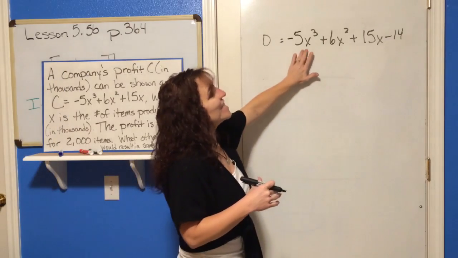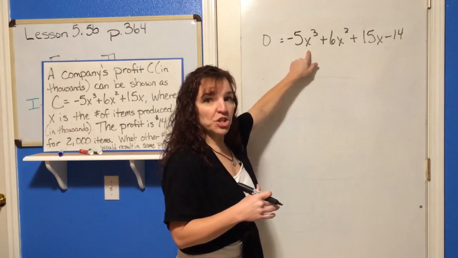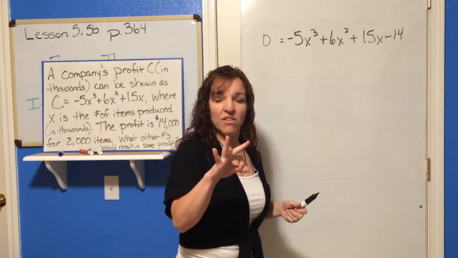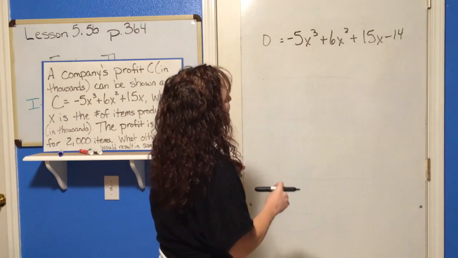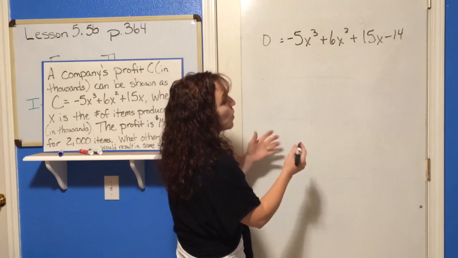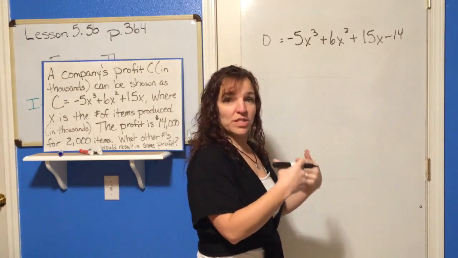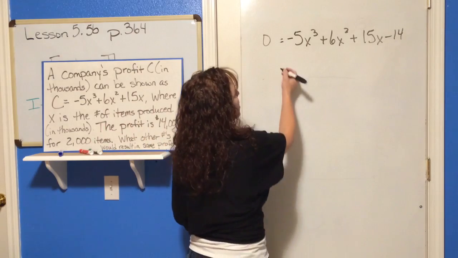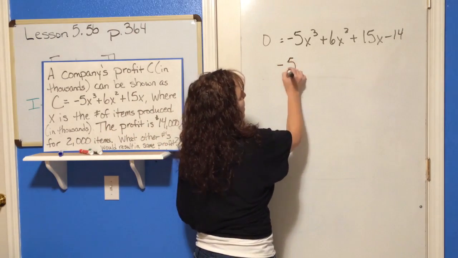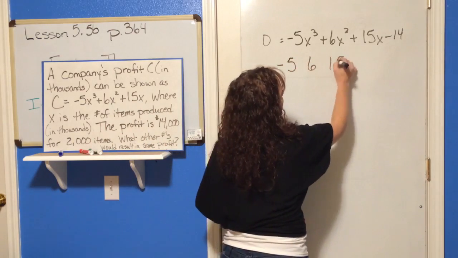So because this is a cubed function, we're going to have 3 possibilities, 3 answers. So let's see if we can find out what some of those are. We can do that by using our synthetic division, because we know that one of the zeros is the 2. So set up your negative 5, 6, 15, negative 14.